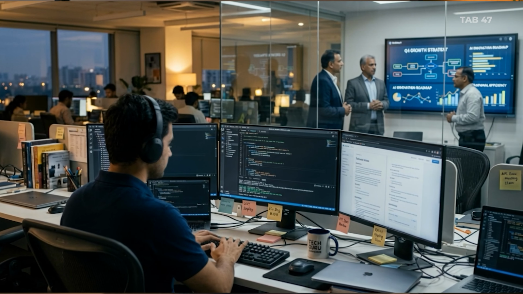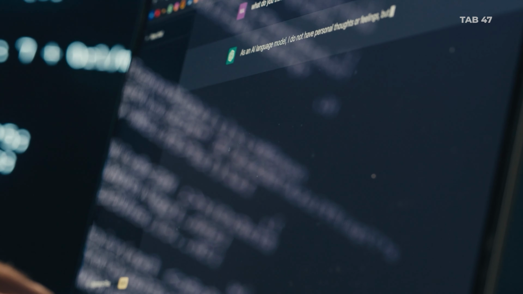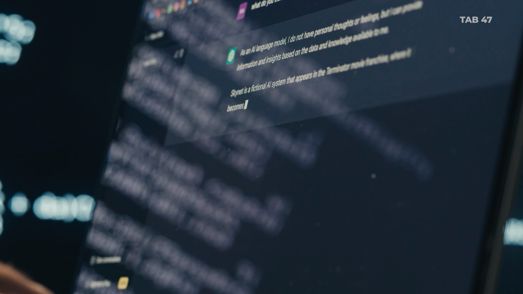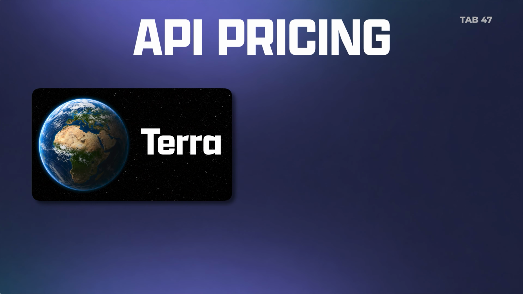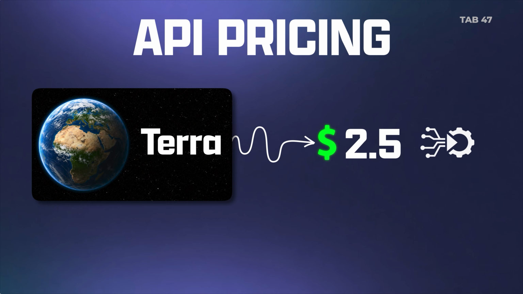Businesses will probably love Terra. Now think about a company with 500 employees. If every employee is using AI every day, cost becomes a huge factor. Even a small difference in token pricing can turn into thousands of dollars over time. That's why OpenAI didn't just build the smartest model, they built a model that companies can actually afford to use at scale. For API pricing, Terra is listed at $2.5 per million input tokens and $15 per million output tokens, sitting neatly between Sol and Luna. So for many organizations, Terra isn't the compromise, it's the optimal choice.